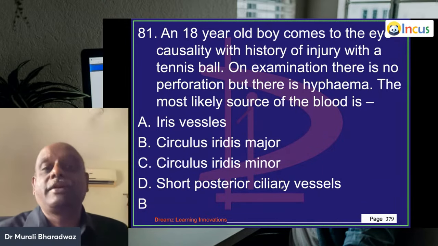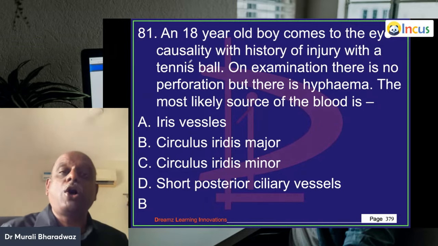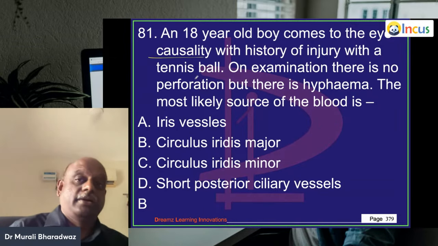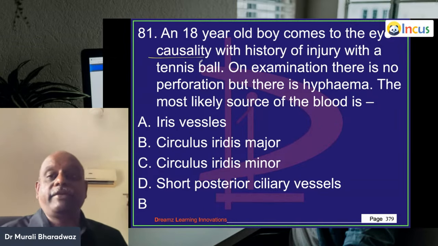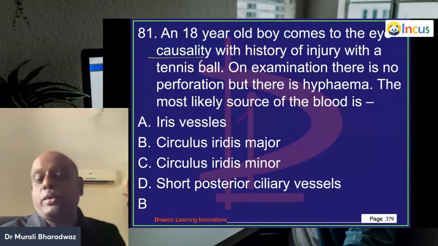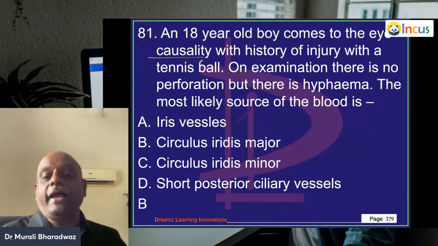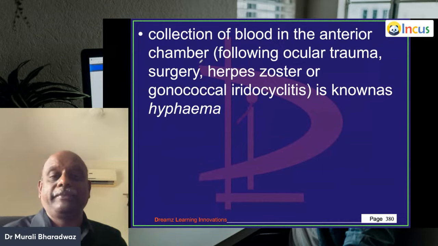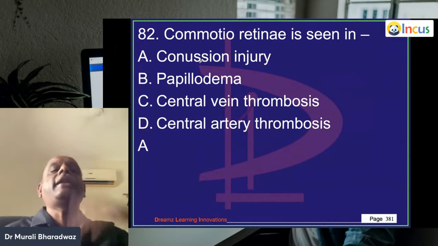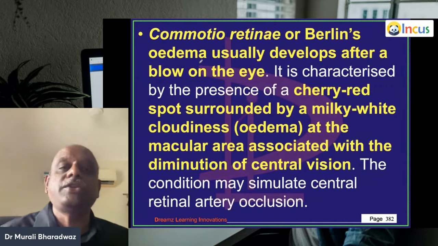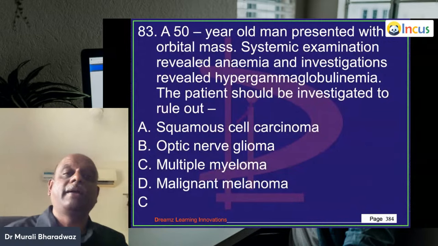in our regular classroom. 18-year-old boy, history of tennis injury. From where will he get the bleeding that leads to hyphema? Circulus iridis major. Commotio retinae is a feature of concussion injury, also called Berlin's edema.